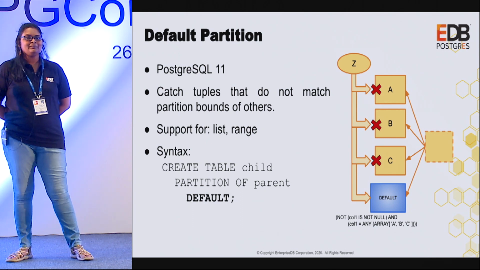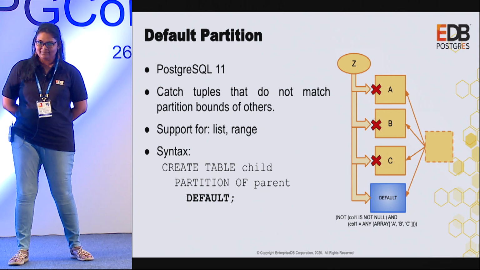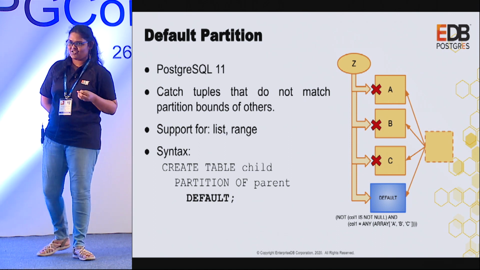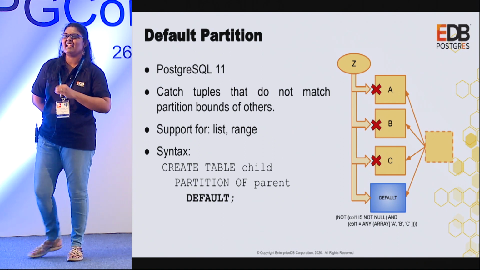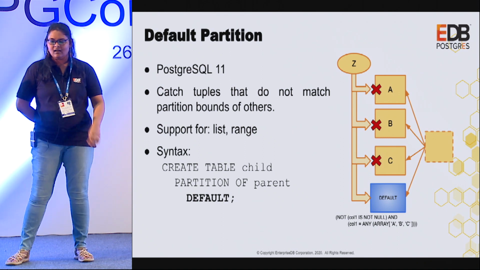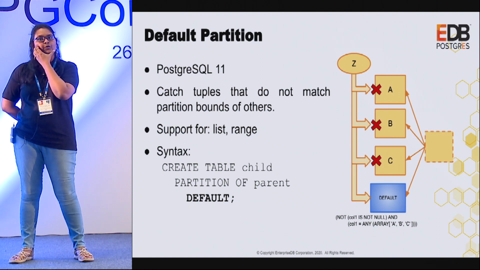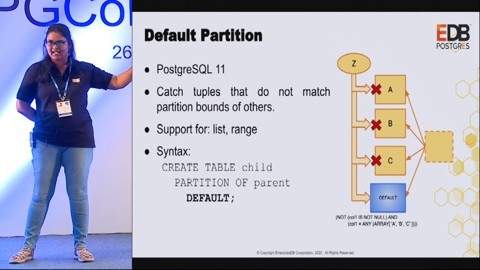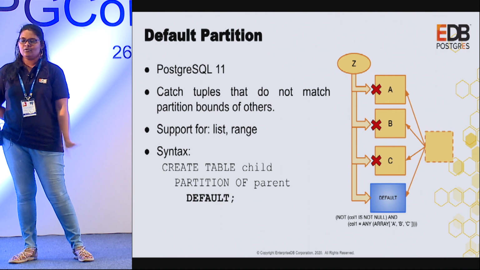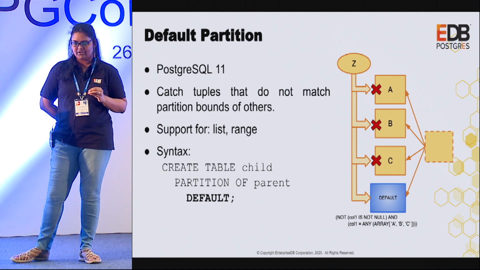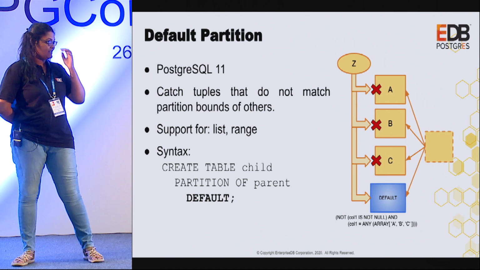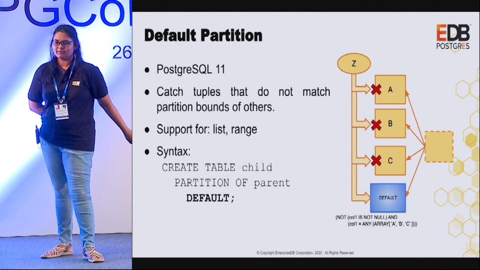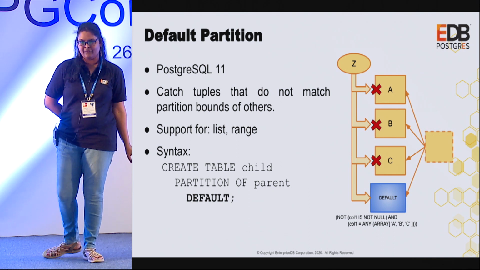So default partitioning was introduced in PostgreSQL 11. This was introduced so that you are able to catch those tuples which do not fit in any other partitions that you have defined. In PostgreSQL 10, if you tried to enter a row which contained a value which is not specified for any of the partitions, it would simply throw an error that no partition found. So we introduced default, which is supported for both list and range partitioning. And the way to create it is to say create table child partition of the parent table, and simply say default.